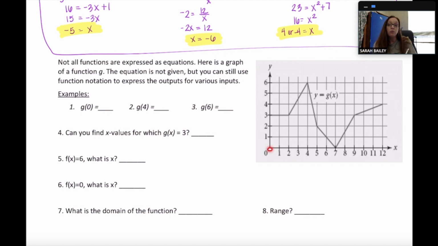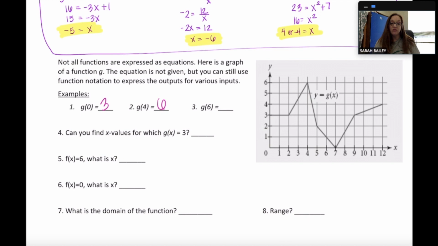And so if I want to move up until I hit the graph, 3. So the corresponding y value here would be 3. Let's try another one. G of 4. So I find 4 on the x-axis, which is here, and I'm going to keep going until I hit the graph. I hit the graph, and that goes with 6 on the y-axis. So G of 4 would be 6.